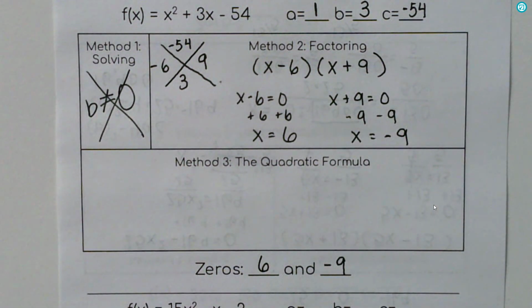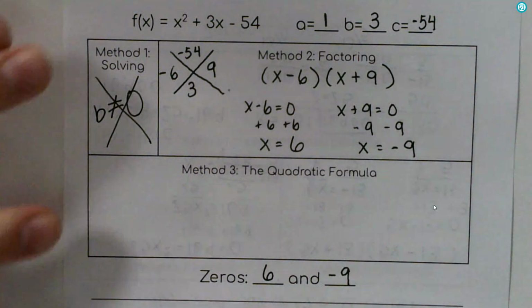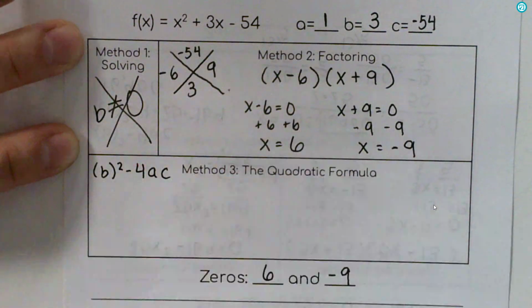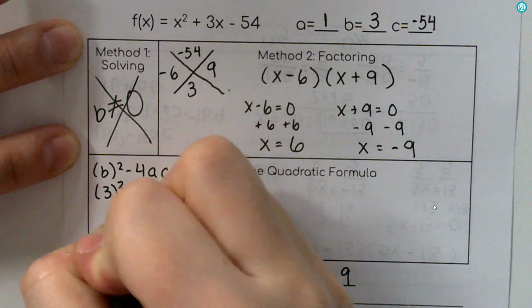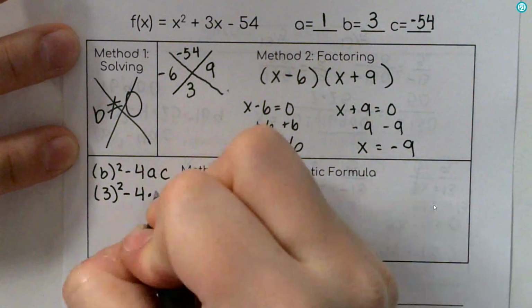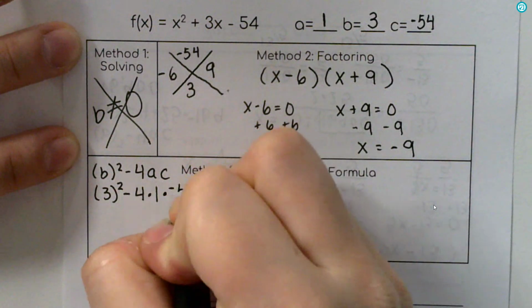All right, we are going to do that one again. We are going to use quadratic formula. So we're going to do the same thing that we do at the beginning of every quadratic formula, which is that b squared minus 4ac. So I'm going to do that over here to the side, b squared minus 4ac. My b value is 3, so I've got 3 squared minus 4 times my a value is 1 times my c value is negative 54.